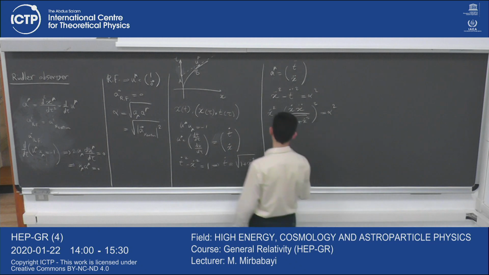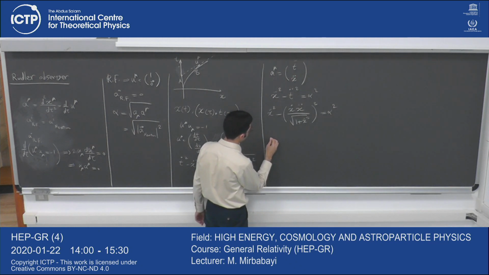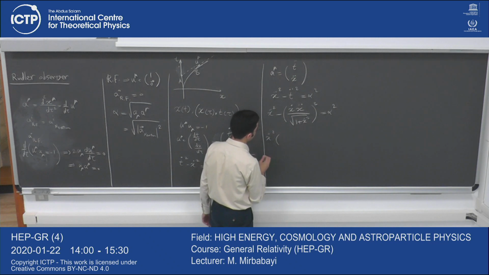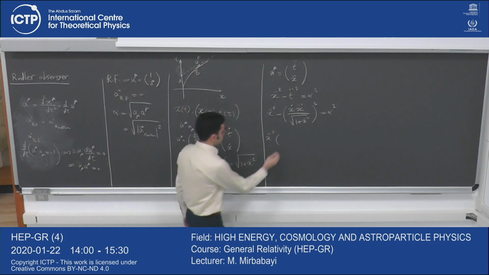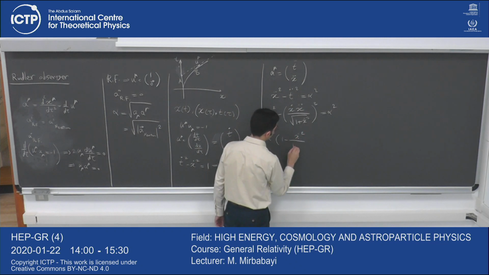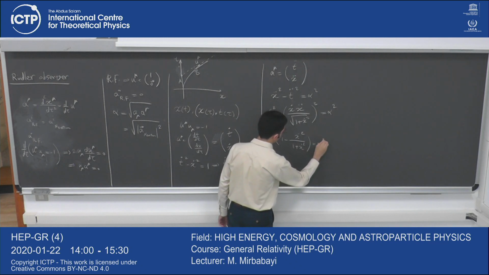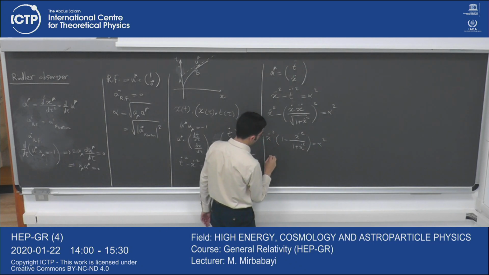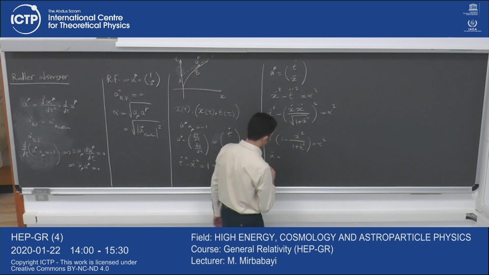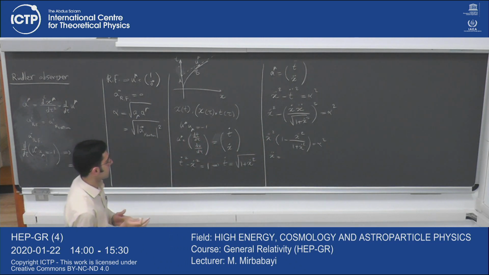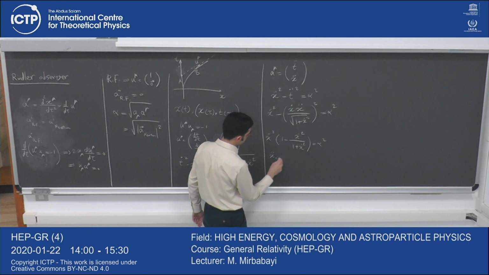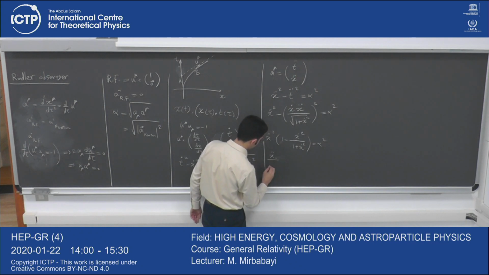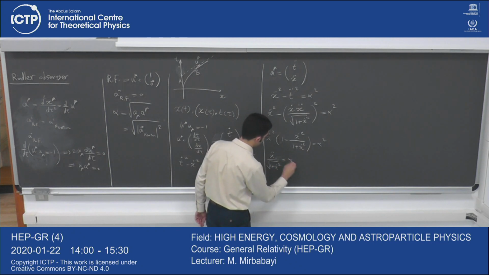So alpha squared. Therefore we have X double dot squared times 1 minus X dot squared over 1 plus X dot squared is equal to alpha squared. Therefore we have X double dot divided by the square root of 1 plus X dot squared is equal to alpha.